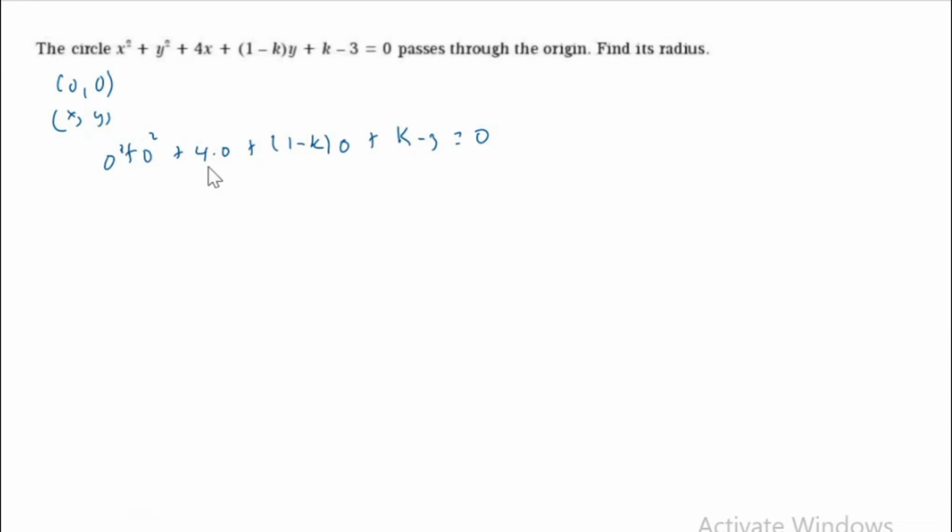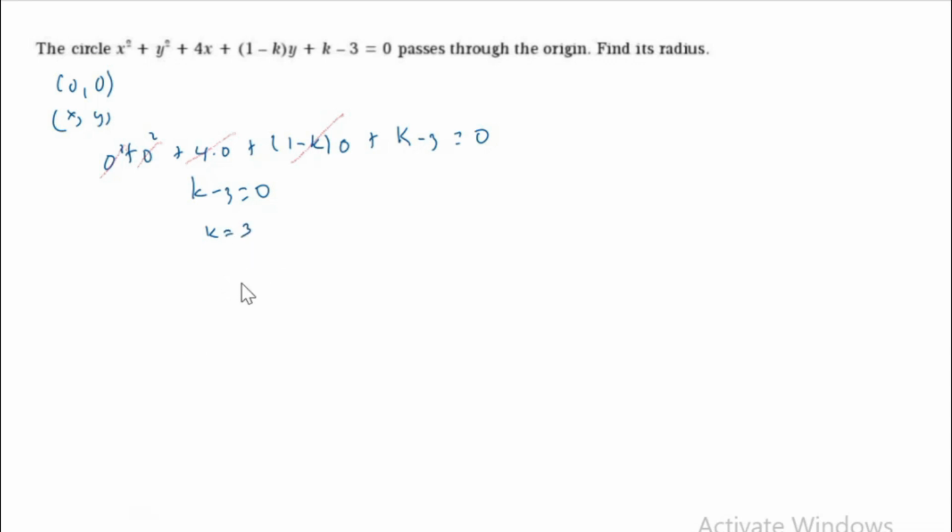So that is now 0. 4 times 0 is 0, so I will just cancel this one. And this is also 0, right? Therefore, we have k minus 3 is equal to 0. Therefore, the value of k is equal to 3.